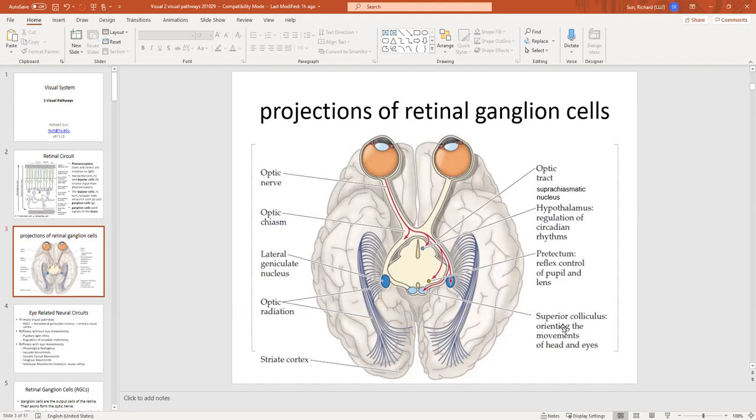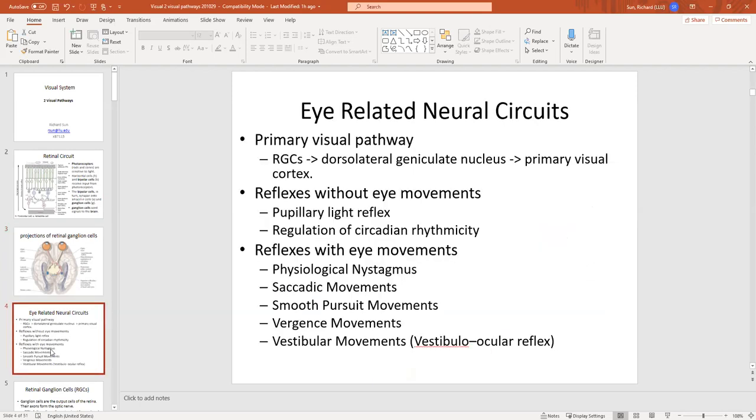So this is a summary of all these central neural circuits, visual circuits, participating in different functions. Here I make a list right here. You can see that the major one is the primary visual pathway, which gives us vision. And in addition to that, we also have reflexes without eye movement. This includes the pupillary light reflex.